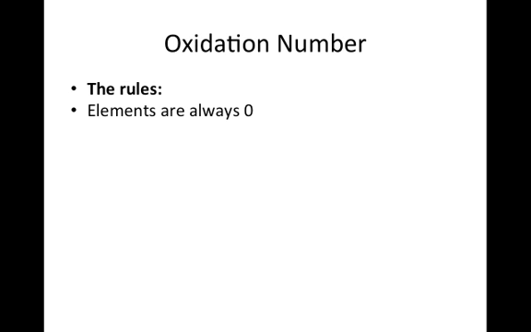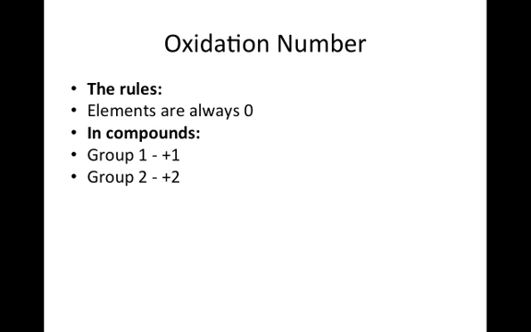Okay, so here are some rules. First of all, elements are always 0. They have neither lost nor gained electrons. In compounds, group 1 metals are always +1. This is because they all have 1 electron in their outer shell, so they all react by losing 1 electron. Group 2 metals are always +2 for the same reason. They all have 2 electrons in their outer shell, so they all react to get to an oxidation number of +2.